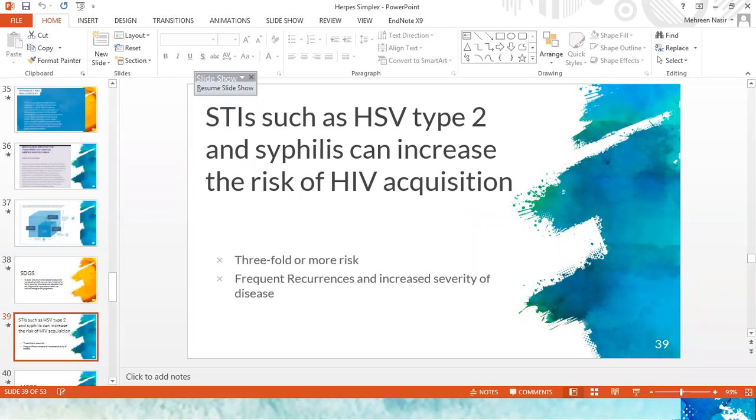Discussing the relation of STIs: herpes simplex virus type 2 and syphilis can increase the acquisition of HIV infection. There is a 3-4 times or more risk of a person with herpes simplex virus type 2 and syphilis getting HIV infection, and those having HIV, when they get an STI such as herpes simplex virus, have frequent recurrences and increased severity of the disease.